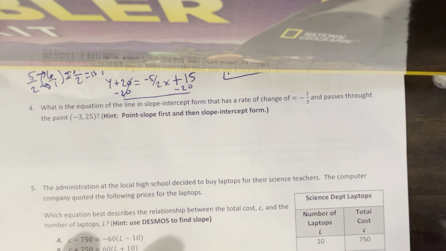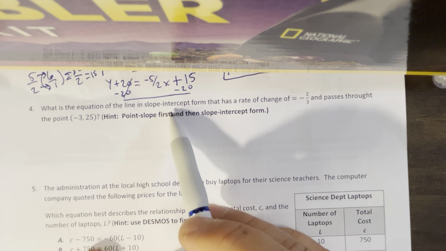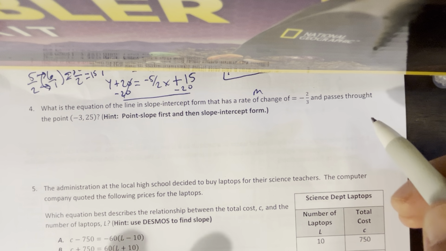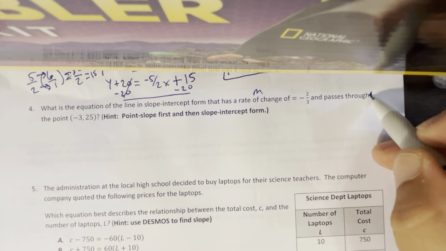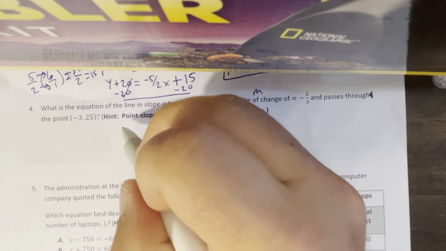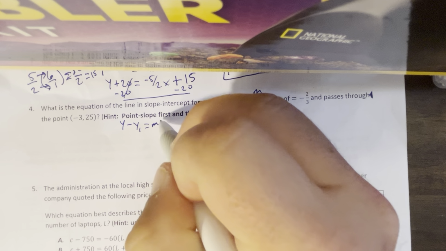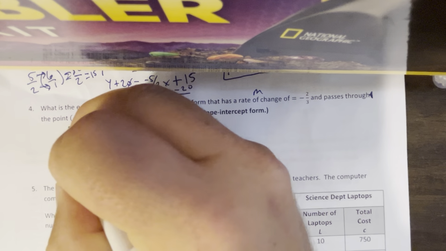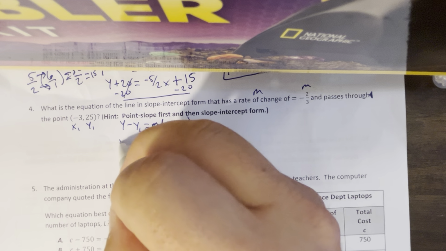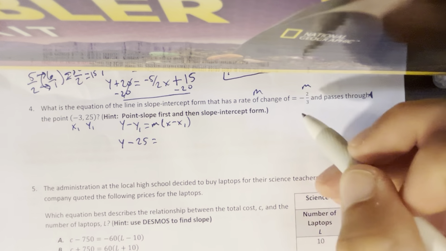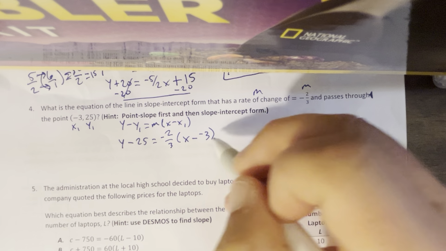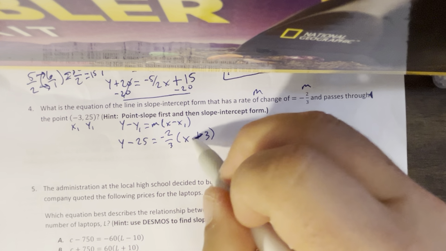On number 4, we're going to do the same exact process. We're going to find the equation of the line in slope-intercept form that has a rate of change, that's my slope, of -2/3, and passes through the point (-3, 25). And so again, we're going to do the exact same process. So we're going to start with y minus y1 equals m times x minus x1, where this is my x1 and my y1, and there's my m over here. So it's going to be y minus 25 is equal to, my m is negative 2 over 3, x minus negative 3. And so again, minus a negative turns into a plus.